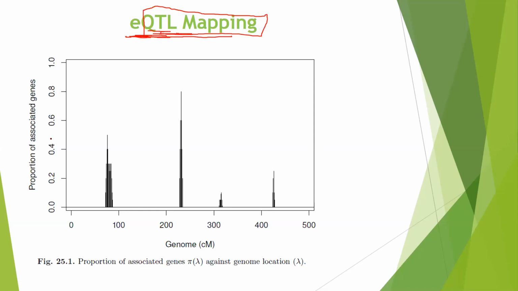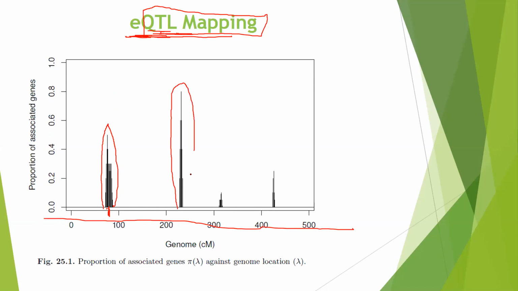So for example, this is a typical output from the eQTL mapping. This is the genome. As you can see, at this locus a lot of transcripts are mapped here, and a lot of transcripts are mapped here, which means this locus is very important. It may control many transcripts in a sample.